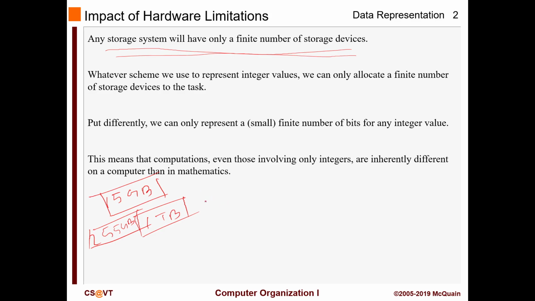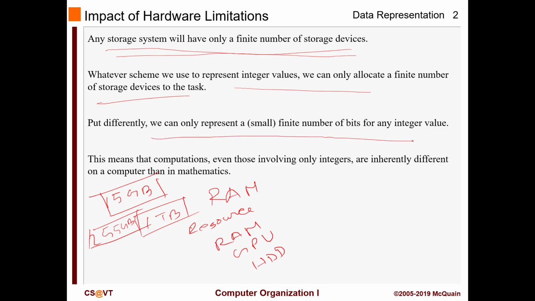And not just that, our memory is also limited. So we have to know why this limitation is important, because if you run out of memory, you cannot use the resource, right? With resource, I mean RAM, GPU, HDD, whatever. So we have to learn how to use the limited storage to store our finite number of numbers. We can only represent a small finite number of bits for any integer value. We will see how much our limit is soon enough.